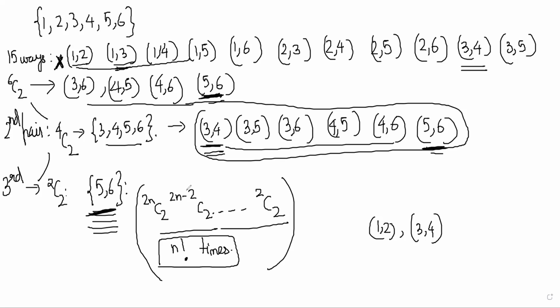Okay, let's try to do this question in a slightly different way. Maybe this way is not really obvious. So let's try to construct a pairing. Let's say the set was 1, 2, till 2n, right? Correct.